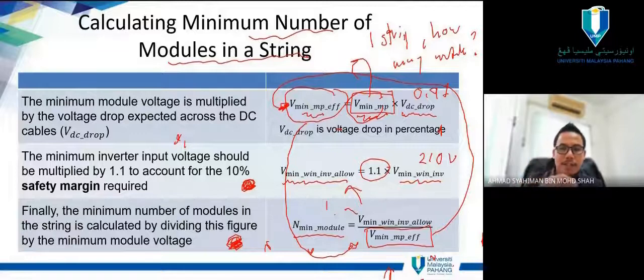Means that for this case of inverter, the minimum, we first take the inverter's minimum voltage and multiply it by 10%, becoming 1.1. Then after that there is another margin, a backup plan, where we multiply again with the voltage drop to avoid any trouble that happens in the future. Why? If the voltage is too low, what will happen to the inverter? The inverter will not turn on.